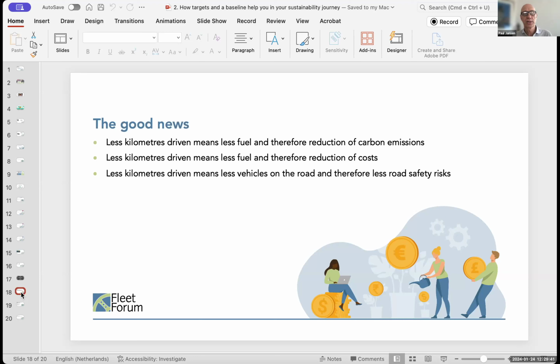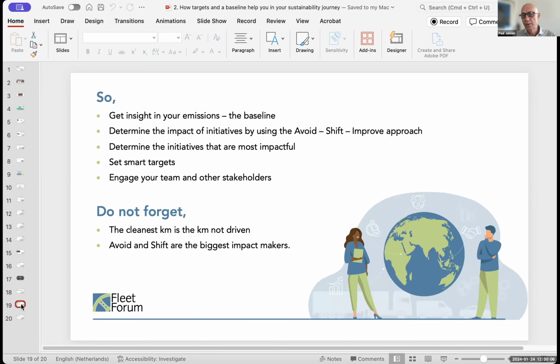So it's not like if you focus now on your carbon emissions, because it's extremely important for your organization, that all of a sudden you don't focus on cost and road safety anymore. It goes hand in hand. So you can work on all three of them. So get insight in your emissions. It's important to set your baseline. If you don't have a baseline, you cannot know what you can realize. So you can also not monitor whether you are successful.